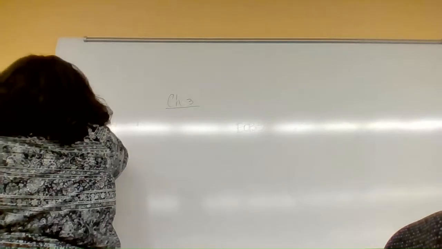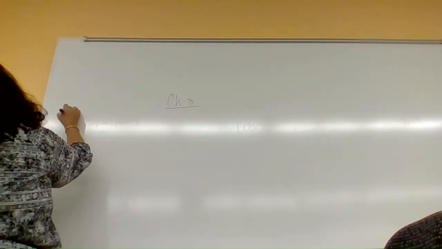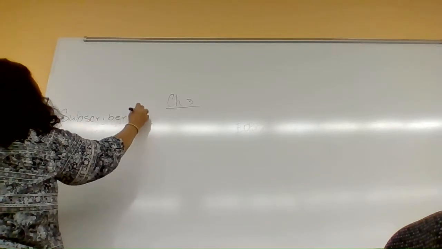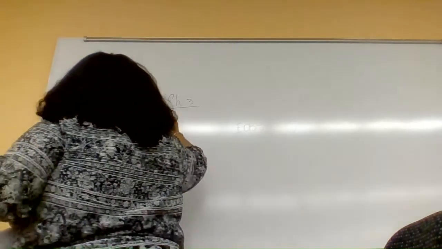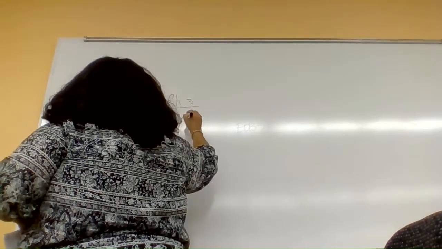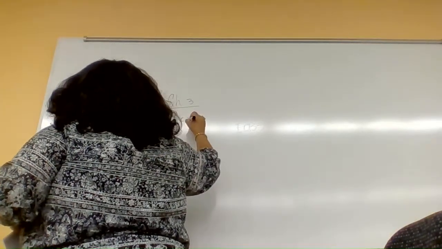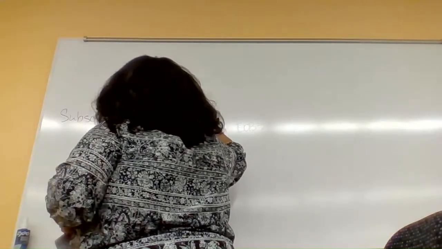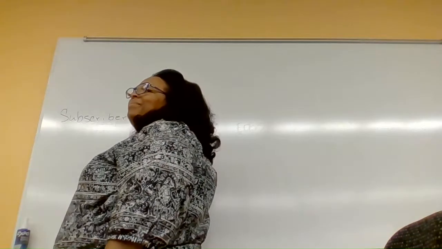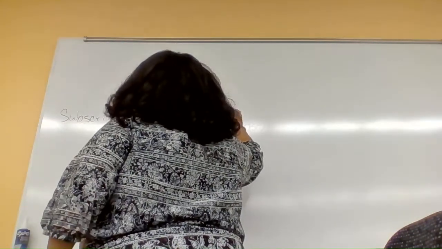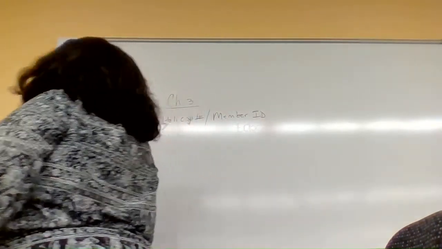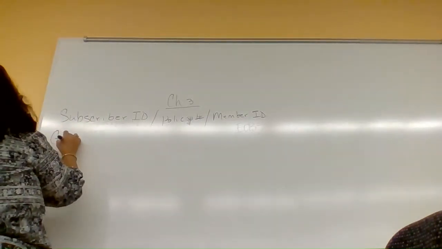Now, let me say this. Subscriber ID is the same as policy. How do you spell policy? P-O-L-I-C-Y. Policy number. And what was that you just said, Regina? Member ID. Thank you, Steve. But on this form, it says policy/group number. Okay, hold on. And then you have group number.